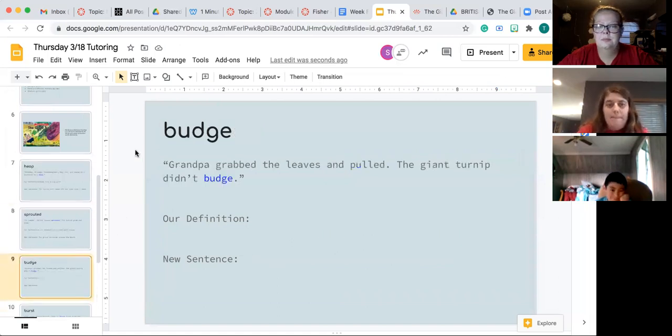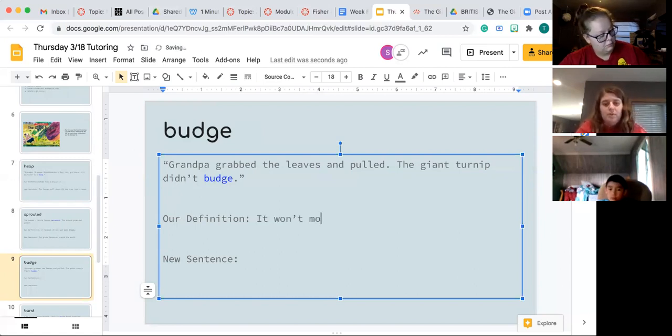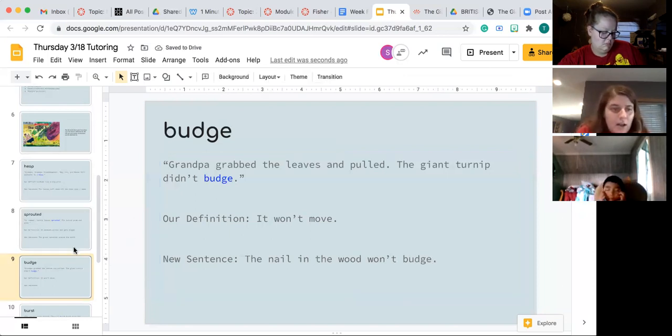Stanley, our next word is budge. And the story said, Grandpa grabbed the leaves and pulled. The giant turnip didn't budge. So, using what we know about that word, how can we describe the word budge? Like, it won't move. I like that. It won't move. So, how can we use the word budge in a new sentence? The nail in the wood won't budge. The nail in the wood won't budge? Yeah. I like that one. All right.